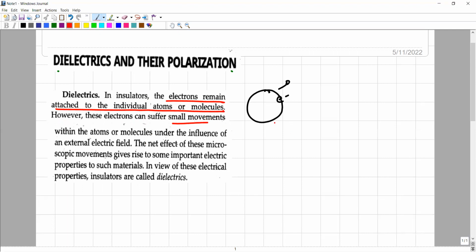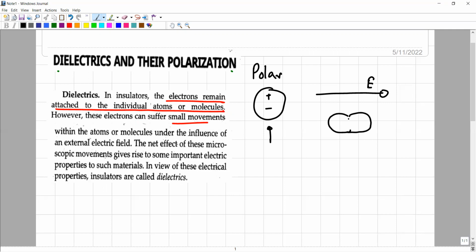A small movement means, for example, let's say you have a polar atom, where positive and negative charges are like this. I hope you already know what a polar atom is. But if you keep this polar atom in an electric field, the atom would then look like this, where the negative charge will shift opposite to the electric field, and the positive will be like this.